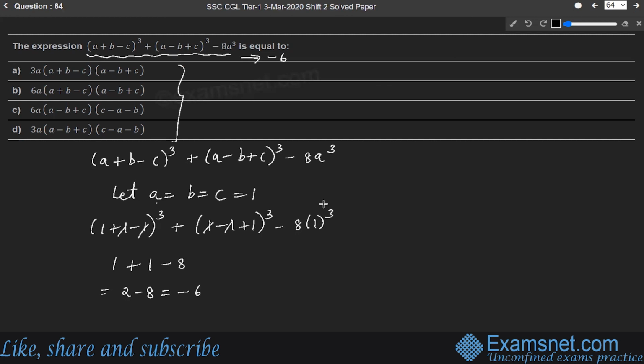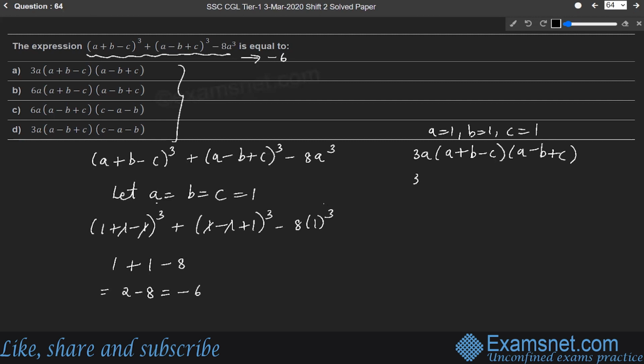Okay. The option which gives us minus 6 will be equal to this given expression. So let us check it. What is the first option? 3a into a plus b minus c into a minus b plus c. We have to put a is equal to 1, b is equal to 1 and c is equal to 1. So let us put it.